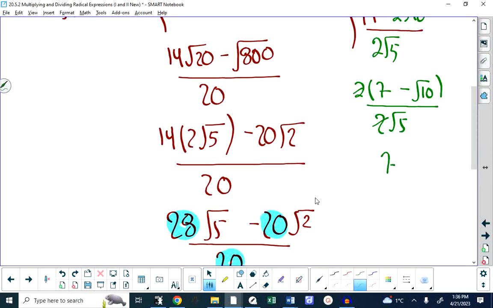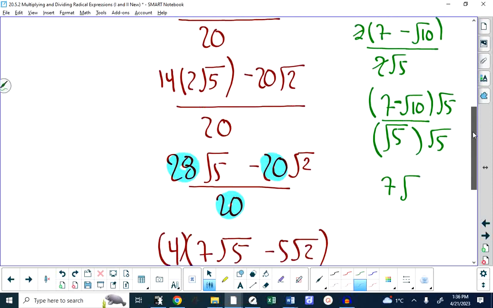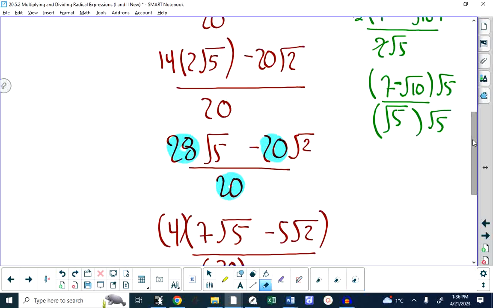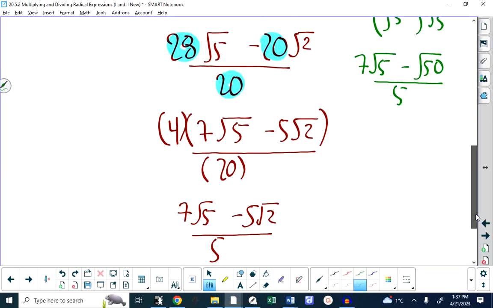So I have 7 minus root 10 all over root 5. I'm going to multiply top and bottom by root 5. I get 7 root 5, ooh, there's a minus in there, minus root 50 all over 5. We take a look at our answer. It's the same answer because root 50 is 5 root 2.